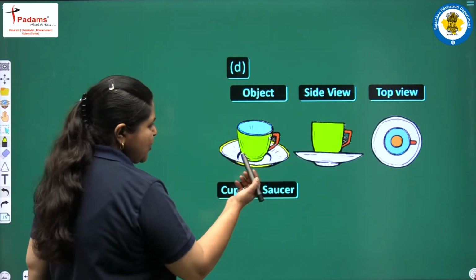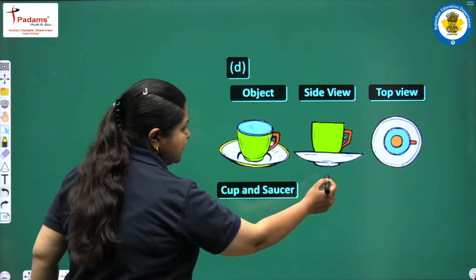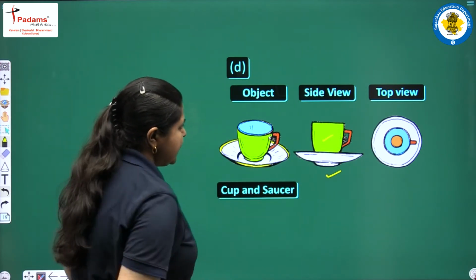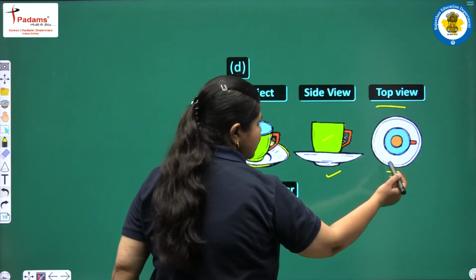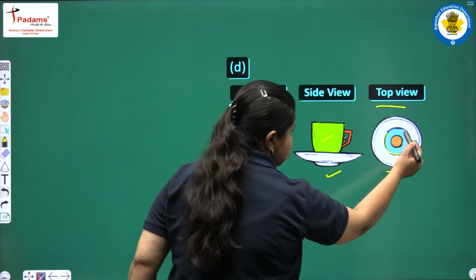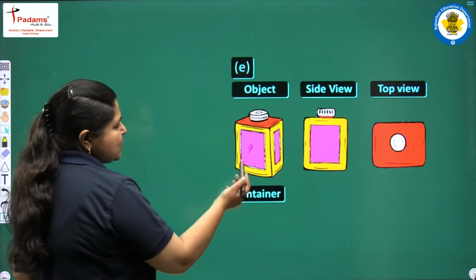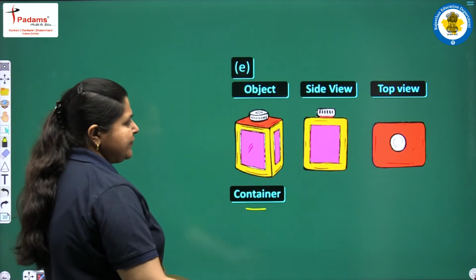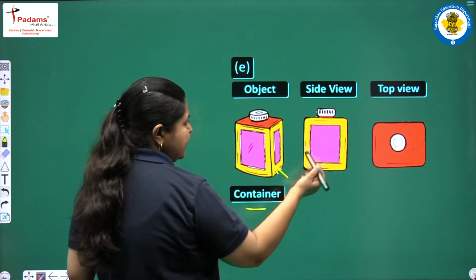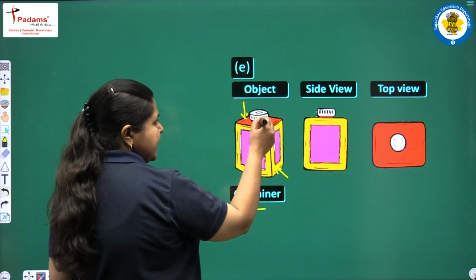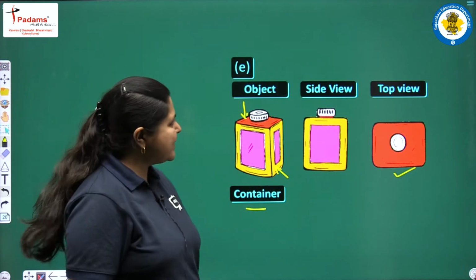Next one is this one. Here we have a cup and a saucer, and you have to match it with its side view, and this is the side view. This is the saucer with the cup inside, and this is the side view. As you look at it from the top, this will be the top view. This is the saucer, this is the cup, and this is the top view. It's okay. Next one is this one. This is a container. Again the side view. If you look at it from the side, this is the side view. Then if you look at it from the top, यहाँ से देखेंगे तो ये आपको top view दिखेगा with the lid and the top.